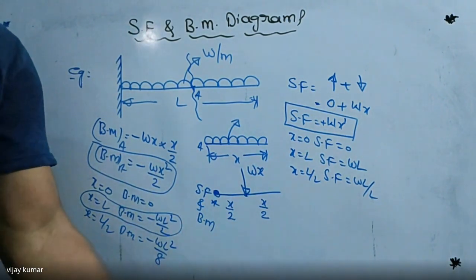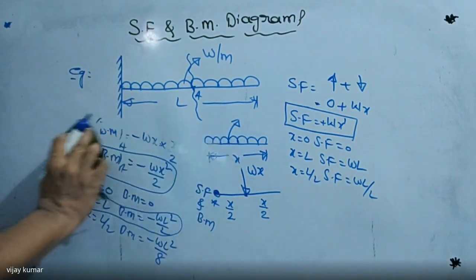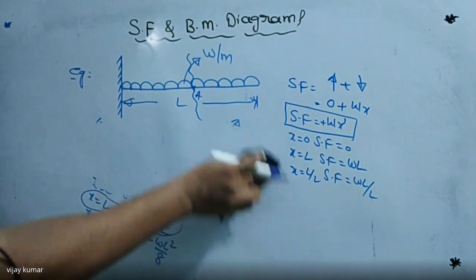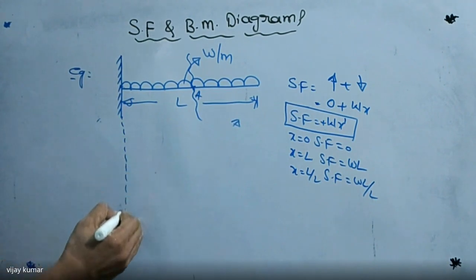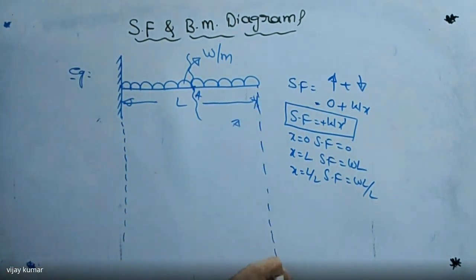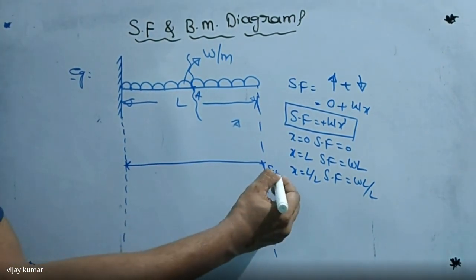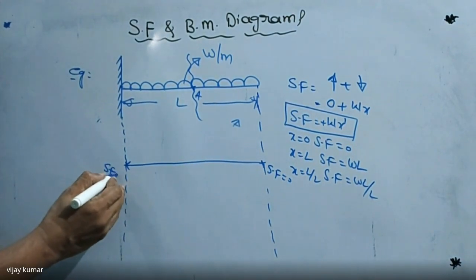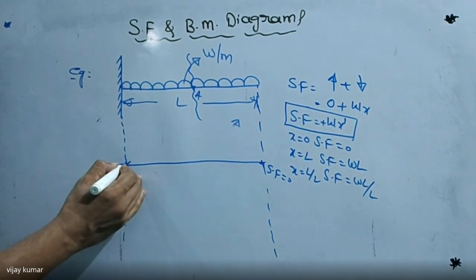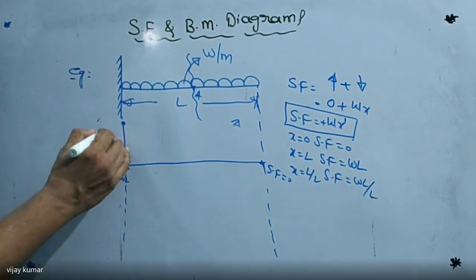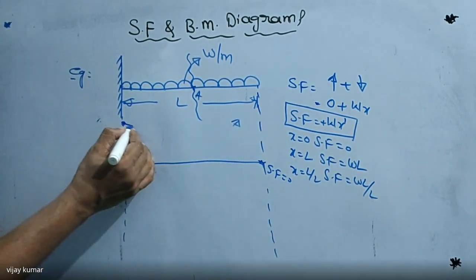So by using these two, I want to draw the shear force and bending moment diagram. Listen carefully here. So here I'm going to draw it. This is the shear force. At this point, shear force is 0. At this point, shear force is WL. Here is 0, here is the positive value, up to this one, that is WL. And I'm going to join these two points by a straight line. Why? Because X power 1.